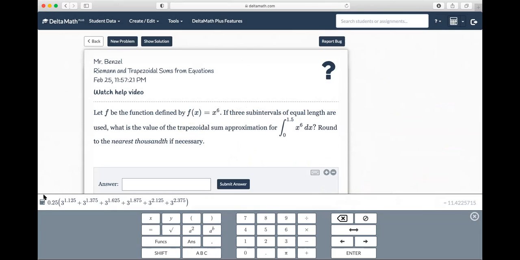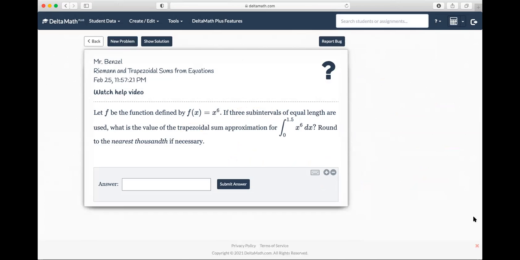Good. The last one that we're going to do is a trapezoidal sum. One thing that is nice about this one is it's only 3 subintervals, so that is going to make your life a little bit easier, because the last one we had 6, which was quite a bit. Our limits of integration are 0 to 1.5. That gives us our highest and lowest x values, and it's equal length, and we want a trapezoidal sum.